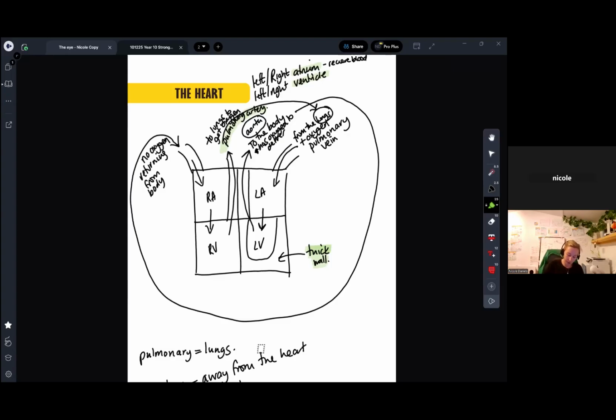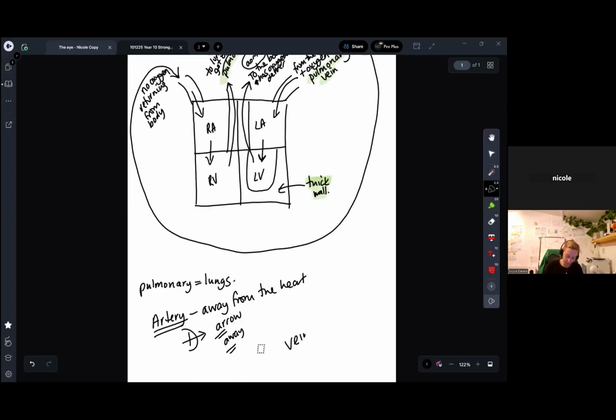We can name the pulmonary vein because it's to do with the lungs and it's not the artery, it has to be the vein, it's coming back. And we can remember that veins have valves, and valves stop the backwards flow. So if they're stopping the backwards flow, they're coming back, they're going back into the heart. So we've got our pulmonary vein.